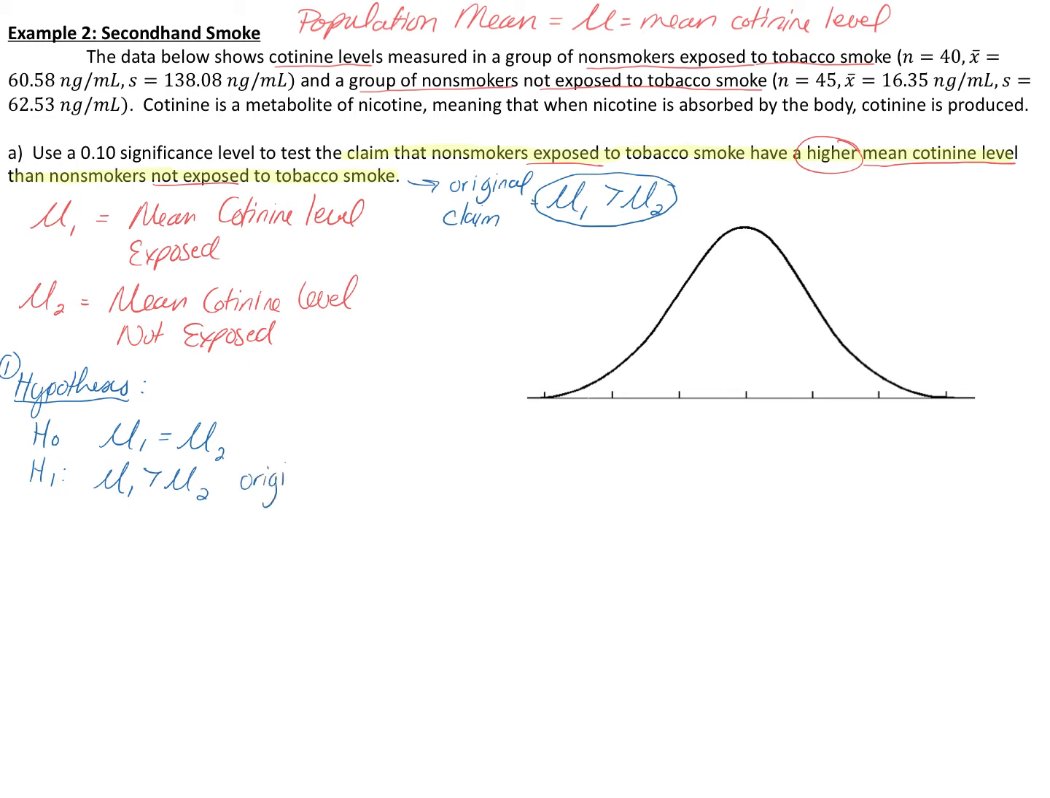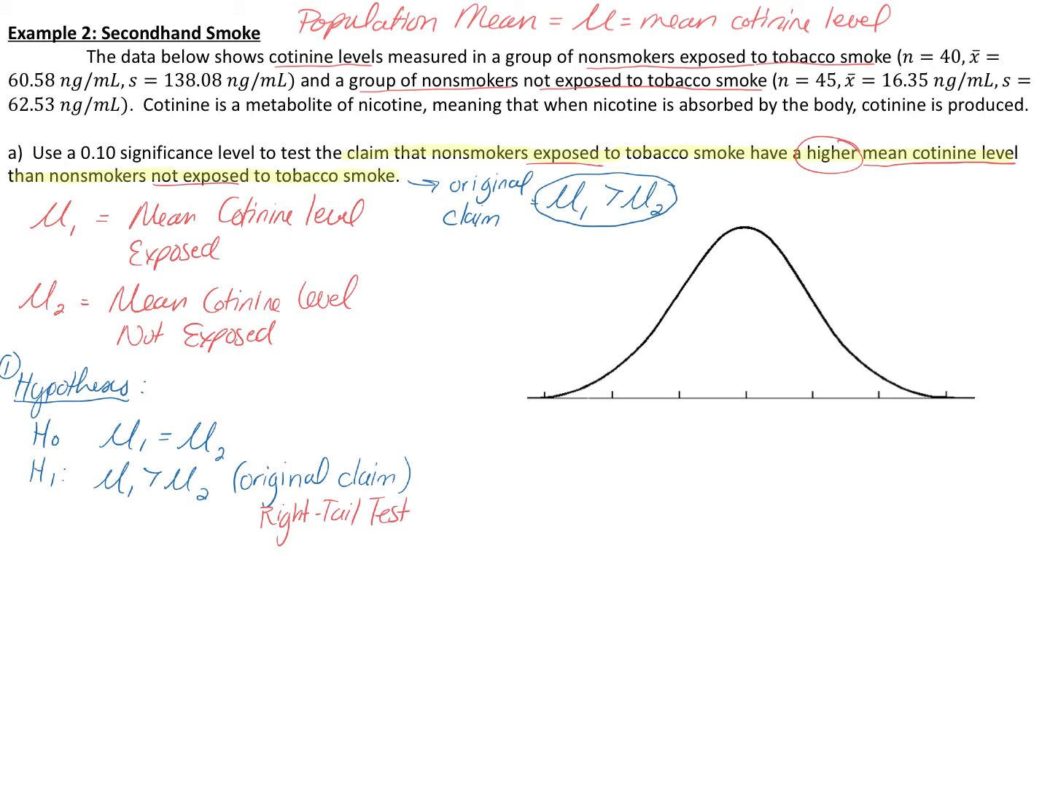The original claim was the alternative hypothesis. I'm going to keep track of this so that I know how to write my final conclusion at the end. And also, because the alternative hypothesis contains the greater than sign, I know that I have a right tail test. So a one tail, right tail test.